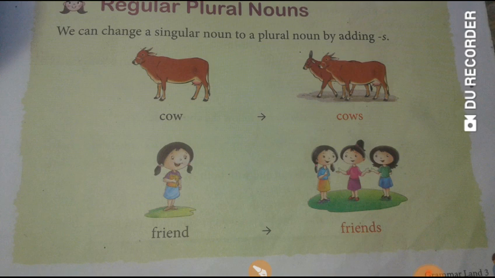Generally we can change a singular noun to a plural noun by adding s. For example, cow. Cow is a common noun. If we add s to it, it becomes cows, which is a plural noun. Similarly, friend is a singular noun. If we add s to it, it becomes friends, which is a plural noun.